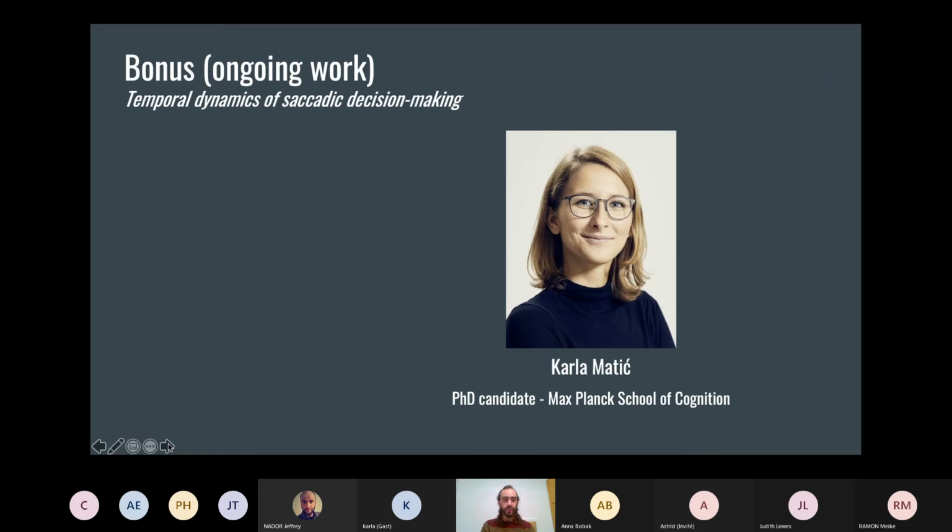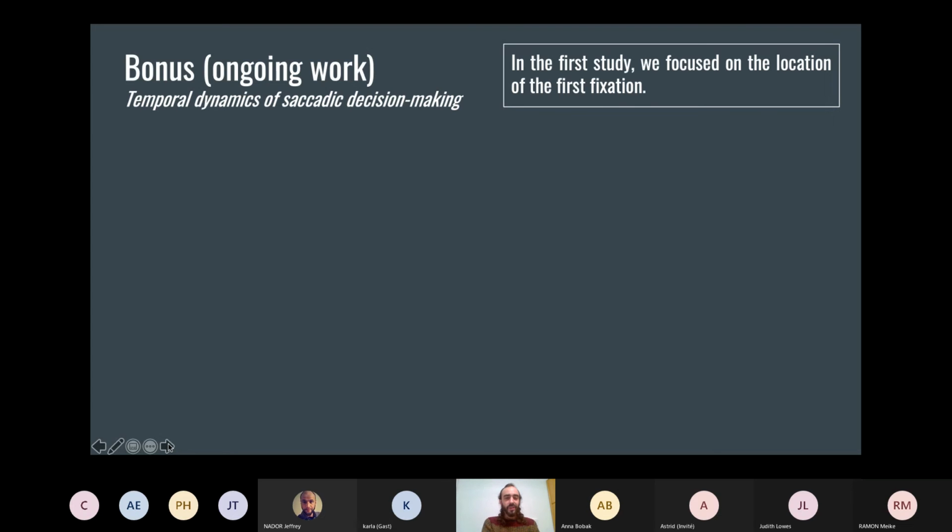So I'm going to finish the presentation with a few slides about what we are doing right now. This is work that has been led by Carla Matic, who is a PhD candidate at the Max Planck School of Cognition. I think she's in the audience right now. Here, what we are doing is studying the temporal dynamics of visual decision making. What I have presented so far were all results about the location of the first fixation, whether the image on the left or the image on the right was fixated.